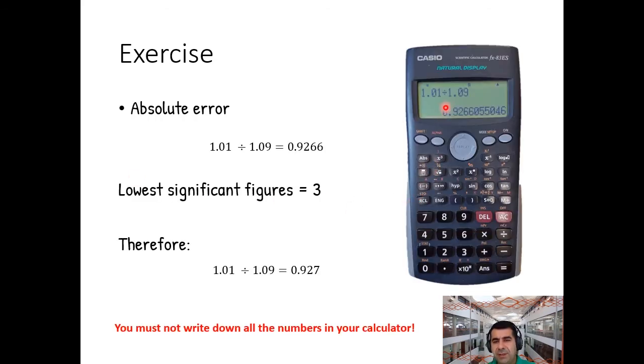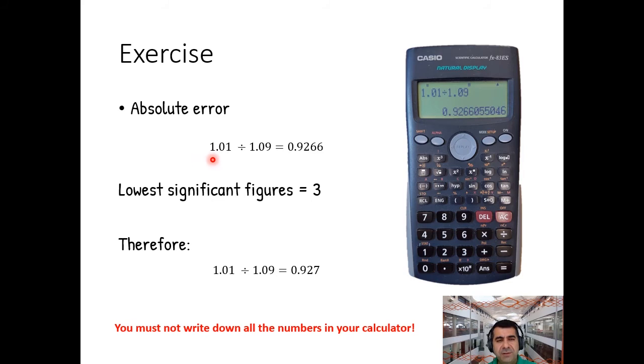Right, now you can see a picture of my calculator, and you can see I've done that. I've divided 1.01 by 1.09, and the number I've got on my calculator is 0.92660555046, and that depends on how accurate your calculator is, or how many numbers can be displayed on your calculator. The first method I'm going to use is the absolute error to calculate the uncertainty.